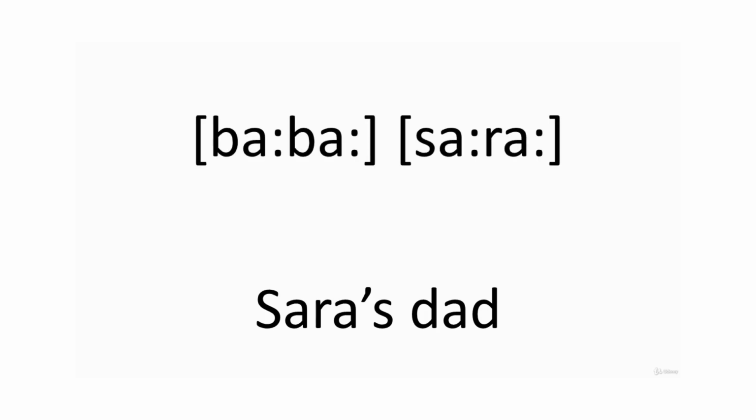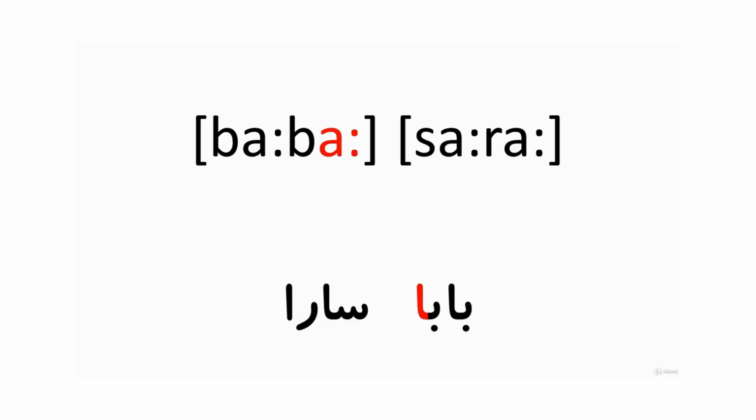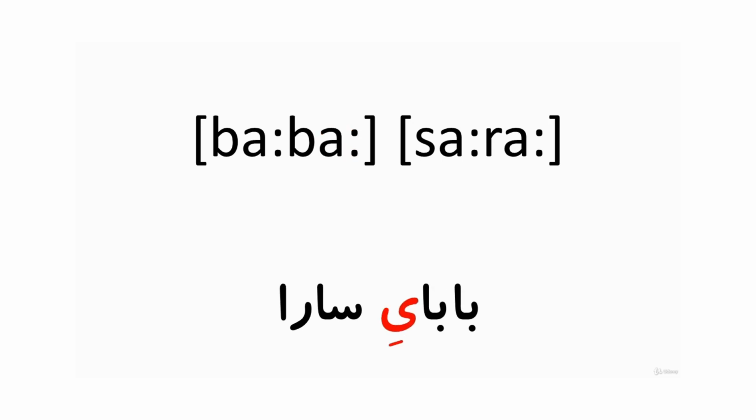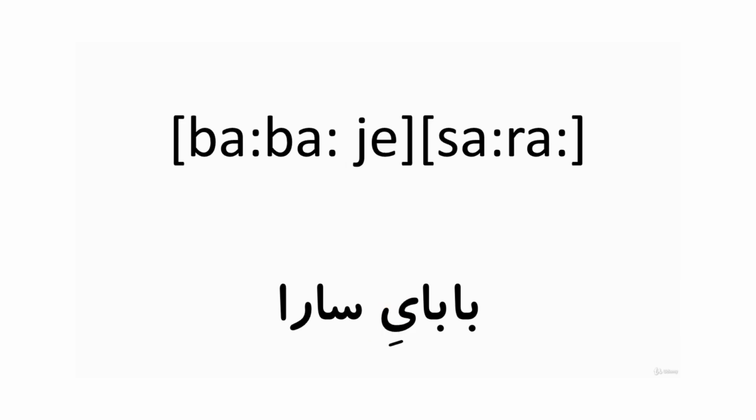For example, Sarah's dad, we have Baba and Sarah. The first word, Baba, ends with A. So we use the mediator Y to relate the first word to the second one. So here is how it's said. Babaye Sarah. And here is how it's written.